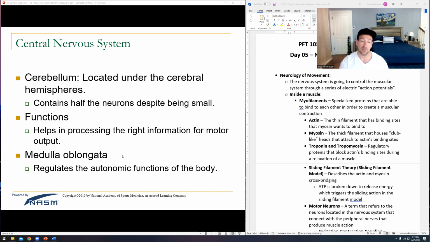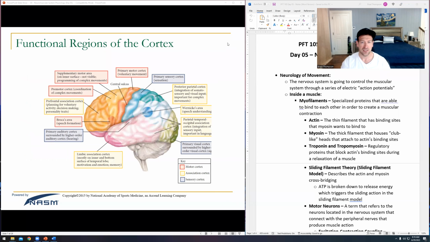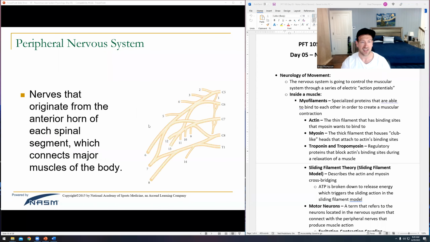You have the medulla oblongata, which is where all your autonomic stuff is happening. The medulla oblongata is located back here. That's your involuntary stuff. So various parts of the brain are doing different things.